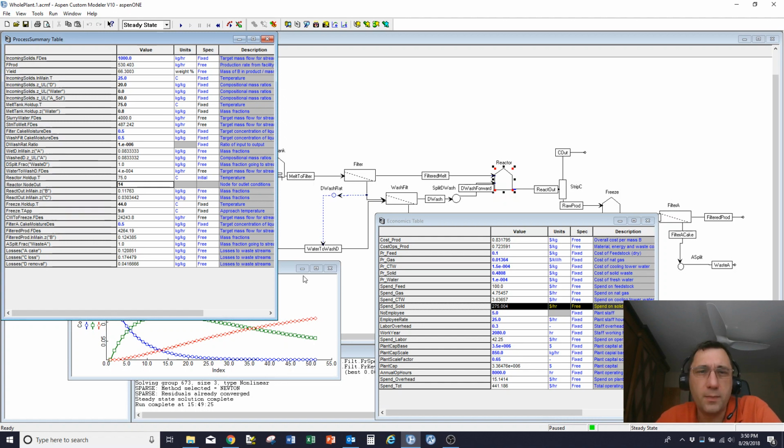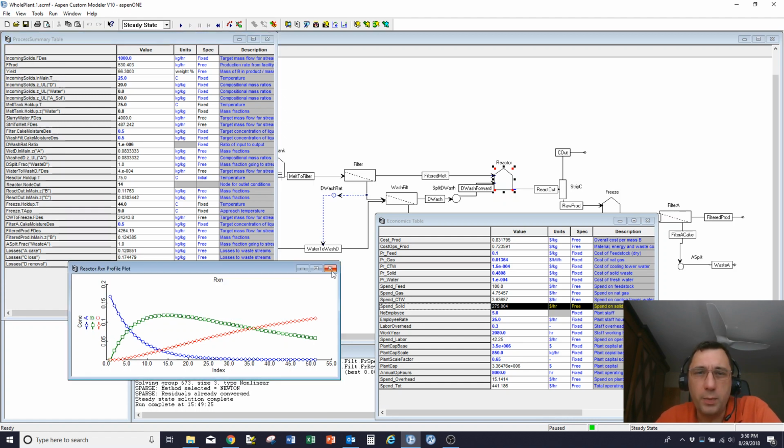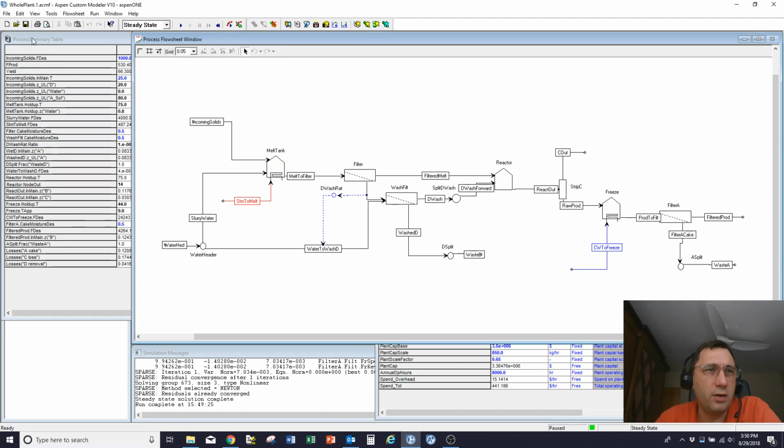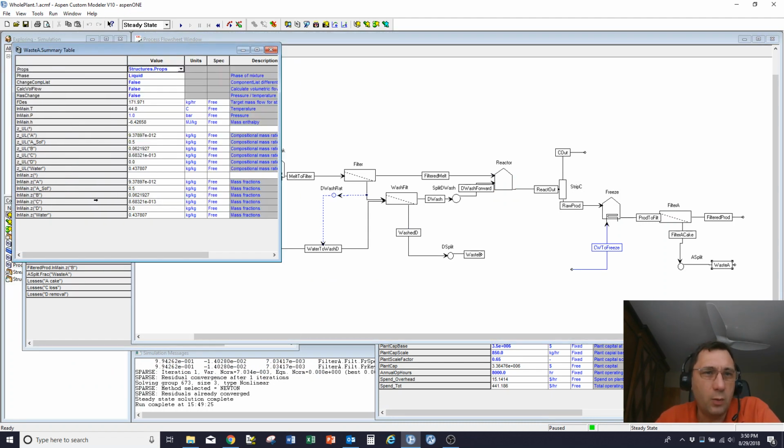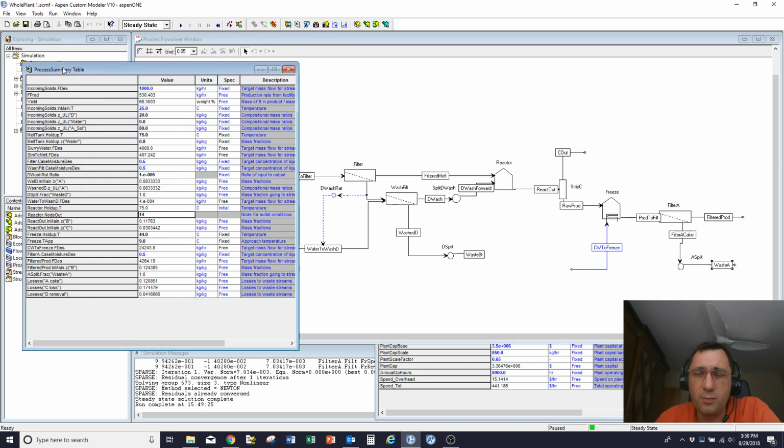So what can I do? Well, the next thing to try would be to recycle that material. At the moment I'm sending to waste a nice stream that's 50% A solids and water with a little bit of B, which is a useful product. So I may as well recycle that back to the front end of my process.